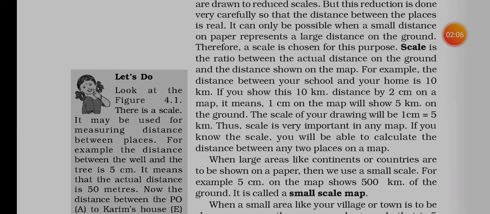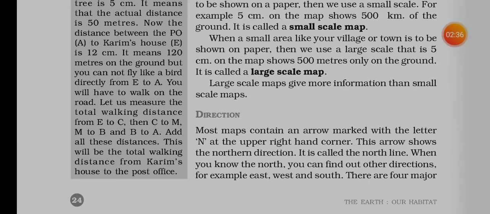When large areas like continents or countries are to be shown on a paper, then we use a small scale. For example, 5 centimeters on the map shows 500 kilometers. This kind of maps are known as small scale maps. And when a small area like village or town is to be shown on paper, then we use large scale, that is 5 centimeters for 500 meters only. This kind of map is known as large scale map.